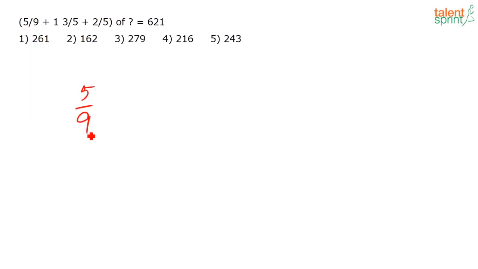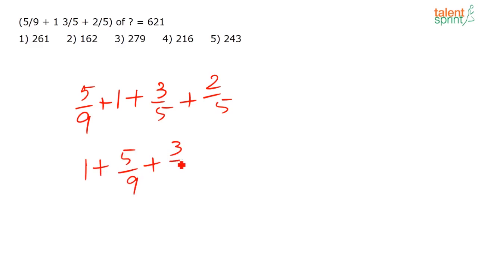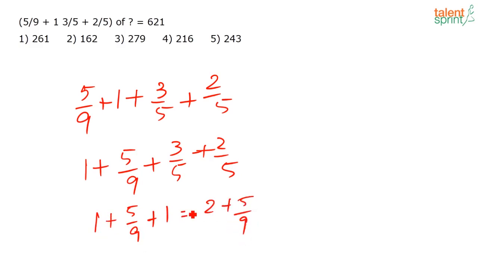So 5 by 9 plus 1 3 by 5. I'm just going to write it as 1 plus 3 by 5 plus 2 by 5. See, don't take pain and try to convert this mixed fraction to an improper fraction. So when we add it, what happens? You get 1 plus 5 by 9 plus 3 by 5 plus 2 by 5. Correct? Here 3 by 5 plus 2 by 5 is nothing but 5 by 5, that is equal to 1. So I can write it as 1 plus 5 by 9 plus 1, that is equal to 2 plus 5 by 9. Am I correct?